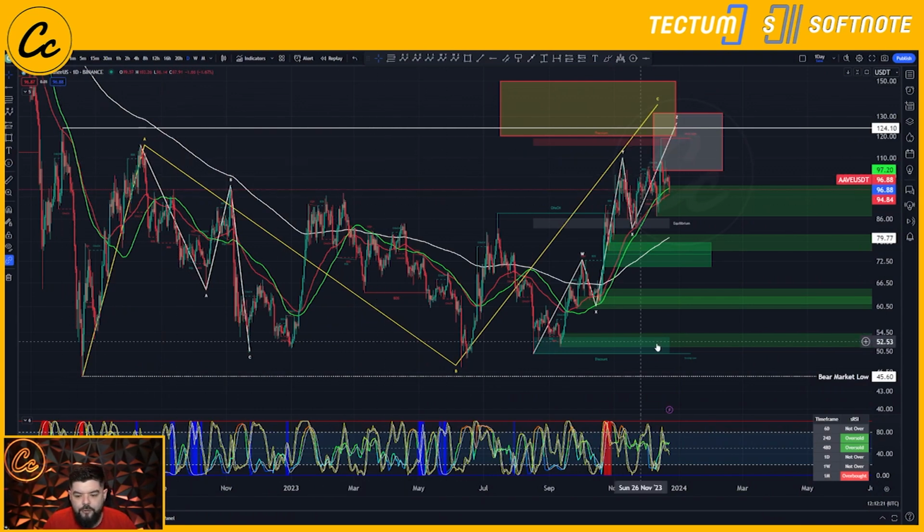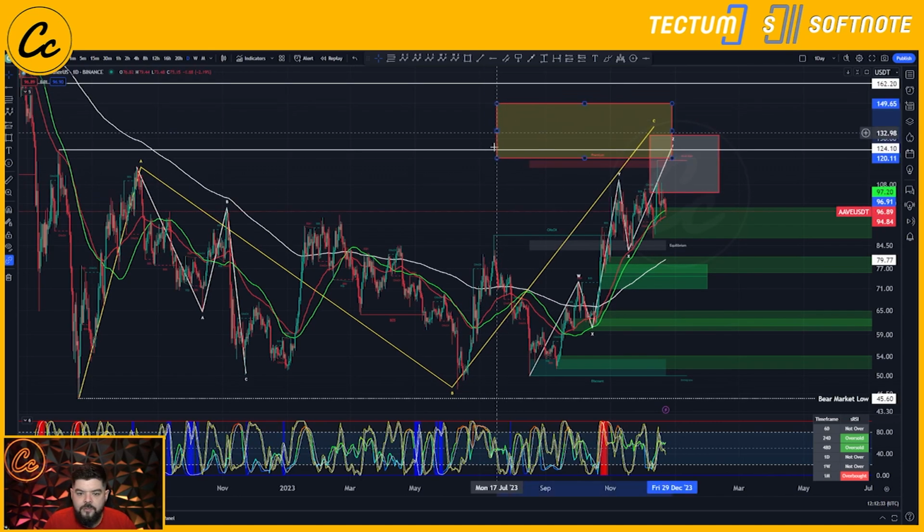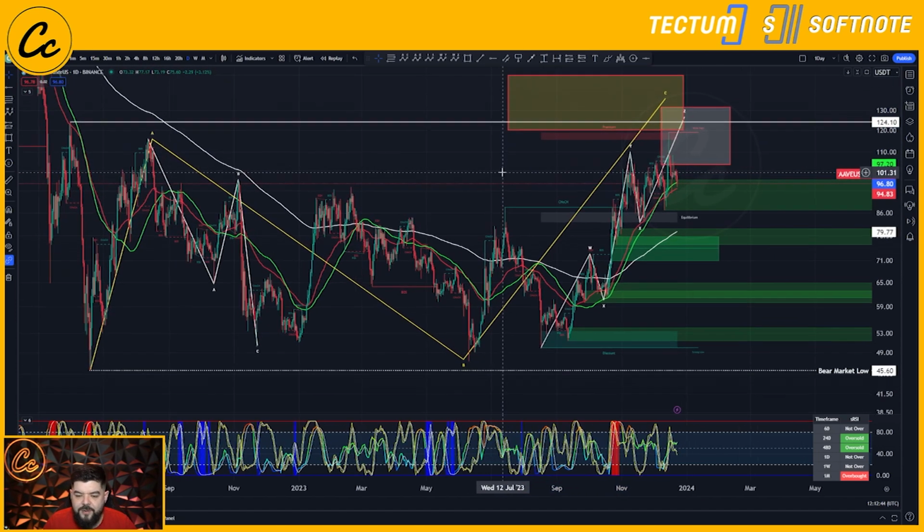So this move from the bear market low of $45.60, we are looking at this just now as a big corrective pattern here. We can obviously see the A, B, and C structure, where overall we could be targeting this move to $120.11 and $149.65, that being the 1-to-1 to the 1.236 Fibonacci levels.